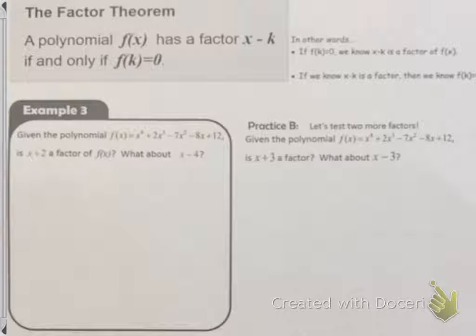The next example is just to remind us that a polynomial f of x has a factor x minus k if the remainder is 0. And that makes sense, because if we divide something by a number and the remainder is 0, we call it a factor. We know it divides into it evenly without a remainder. So these next couple of questions are just going to ask us whether or not we have a remainder of 0. Is it or is it not a factor?